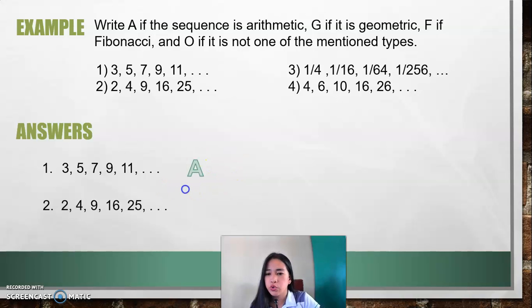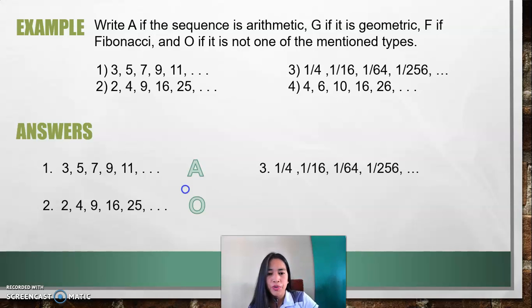Number 2, 2, 4, 9, 16, 25. Can we see a pattern here? I think no, it doesn't have a common ratio, and it doesn't have a common difference either. So this might be an O. It is not mentioned, not among our choices.